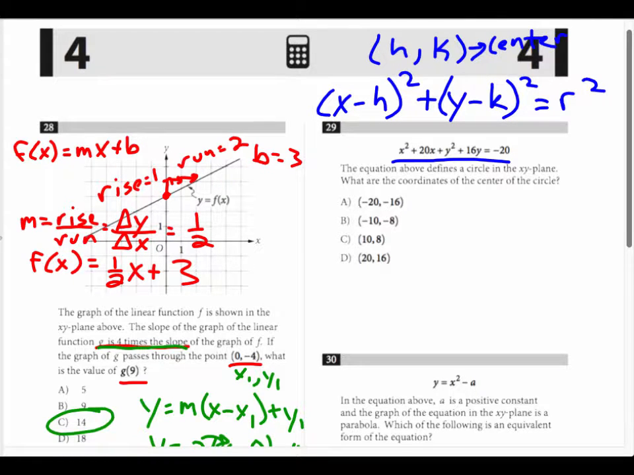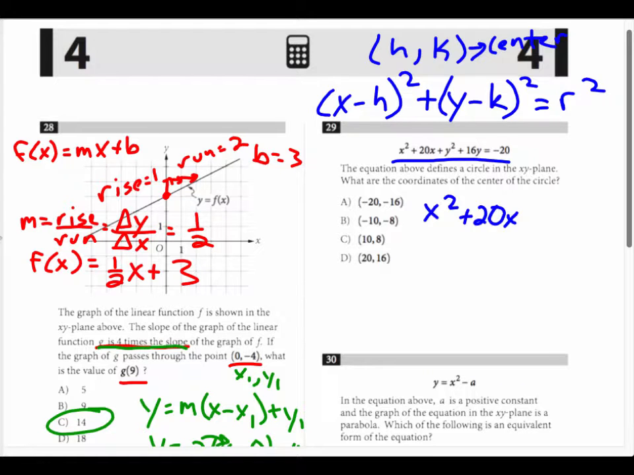Okay? So I need to make that equation look like x minus h squared plus y minus k squared. Well, I can do a thing called completing the square, which is an interesting thing. So if I take x squared plus 20x, remember that when we complete the square for a quadratic, we take that b term and divide it by 2 and then square that. So what's 1/2 of 20? 10. And then what's 10 squared?